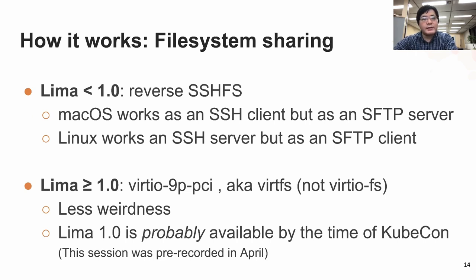For file system sharing, we have reverse SSHFS and virtio-9p-pci. Lima v0.x uses reverse SSHFS. Reverse means that macOS works as an SSH client, but it also works as an SFTP server using the reverse SSH connection. But Lima 1.0 uses virtio-9p-pci, which is also known as virtfs, to replace the weird reverse SSHFS.